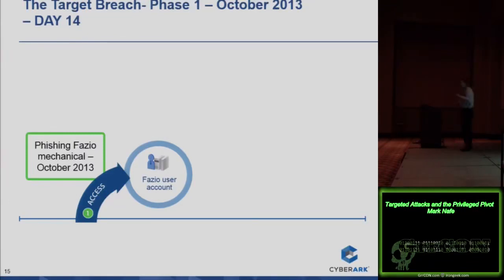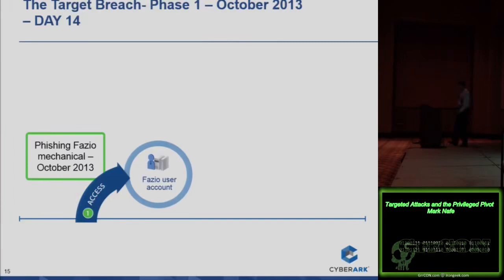Roughly, with Target they looked for a few weeks. Ultimately, their motivation was to get some credit cards. Different companies have different motivations. So they tried the main core Target site, they couldn't get in, and what they did find was Fazio.